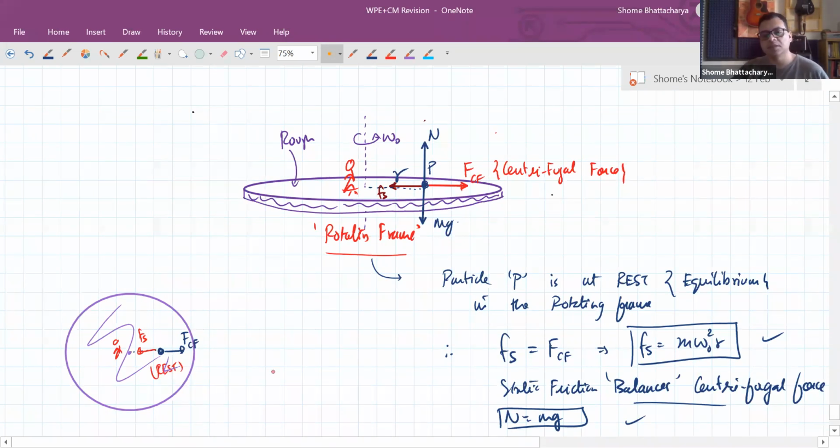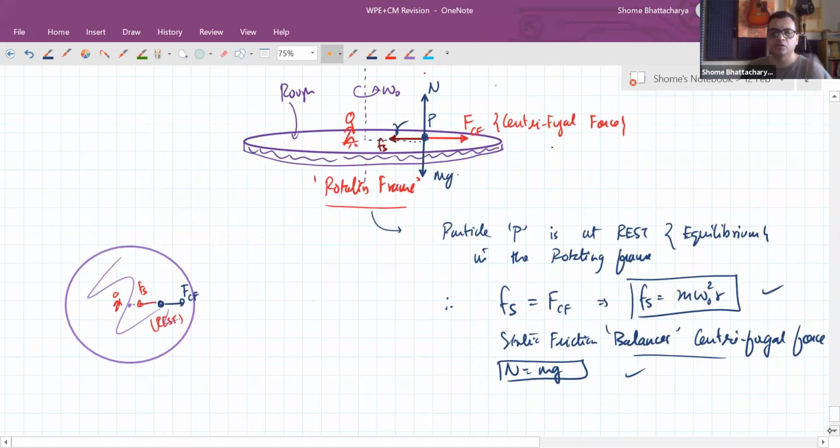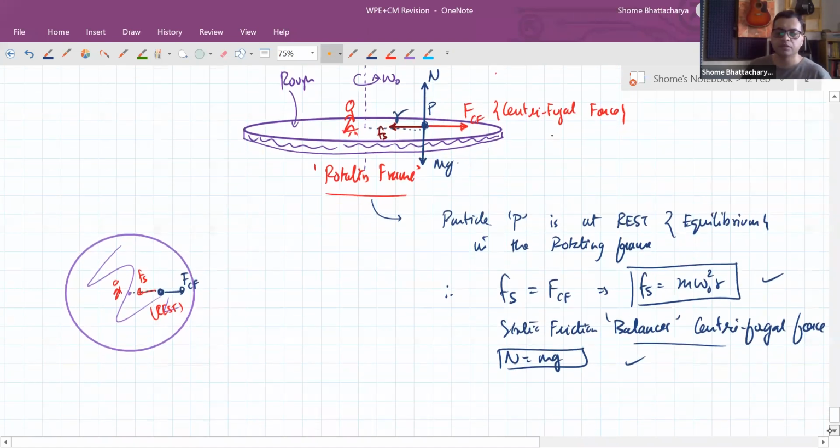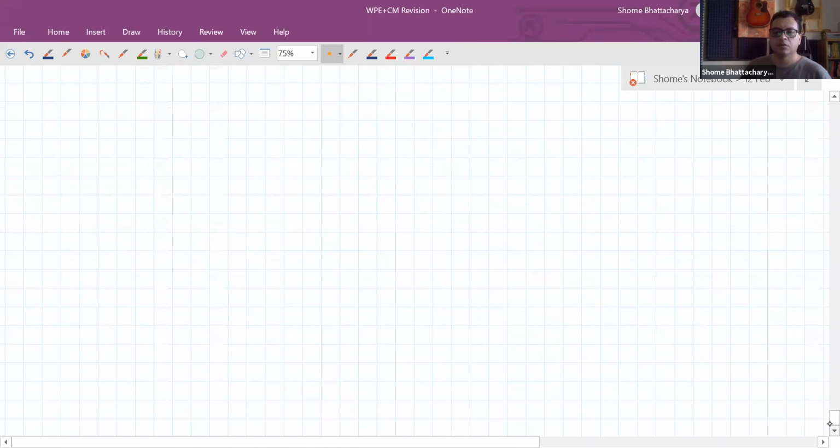So this is the understanding of centrifugal force for an object in a non-inertial or in a rotating frame, as is the case over here. Okay. So this becomes a necessary tool for solving the more complex type of questions of circular motion. So we'll take an example of such a problem.